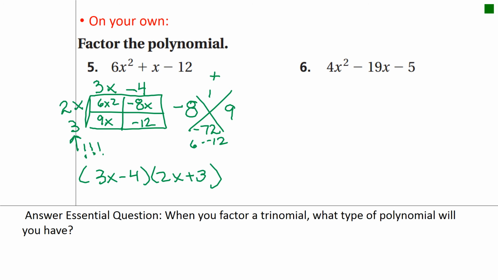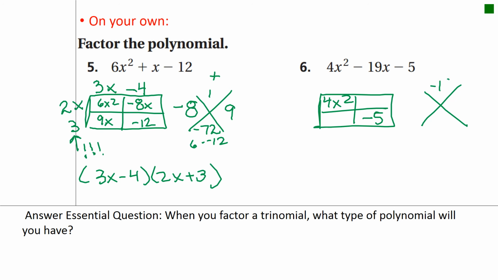Problem number 6, can't factor anything out, so what do you have going on in your diamond and in your box? You have 4x squared, you have negative 5, and then you're thinking, what plus what is negative 19, and what times what is negative 20? The only two things that I can think of that will get us what we're looking for here is a 20 and a 1.